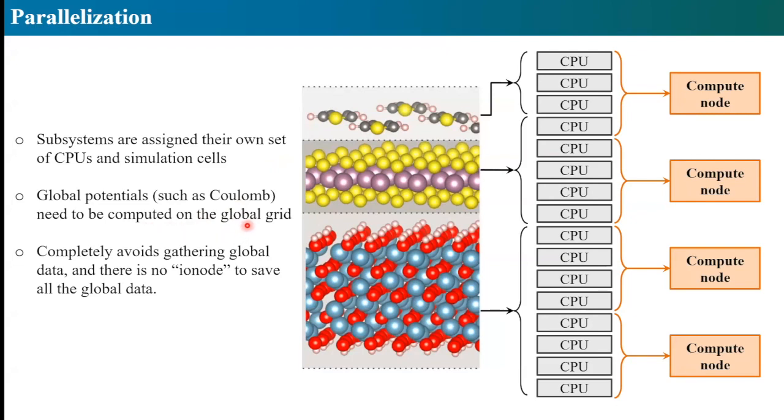One of the most important things in eDFTpy is that we completely avoid getting the global data. So there is no I/O node to save the global data. So in principle, there is no limit to the system size as long as you have enough CPUs and there is no big subsystem in there. So you can get as big as you want.